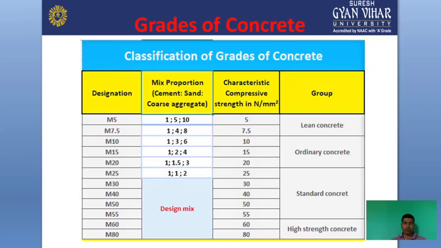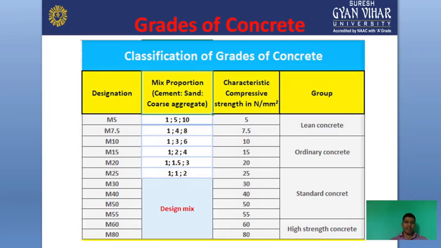As I told in the previous video, concrete depends on its grades. The classification of grades of concrete: there are many types of grade like M5, M7.5, M10, M15, M20, M25, M30, M40, M50, M55, M60 and M80. And M stands for the mix proportion.